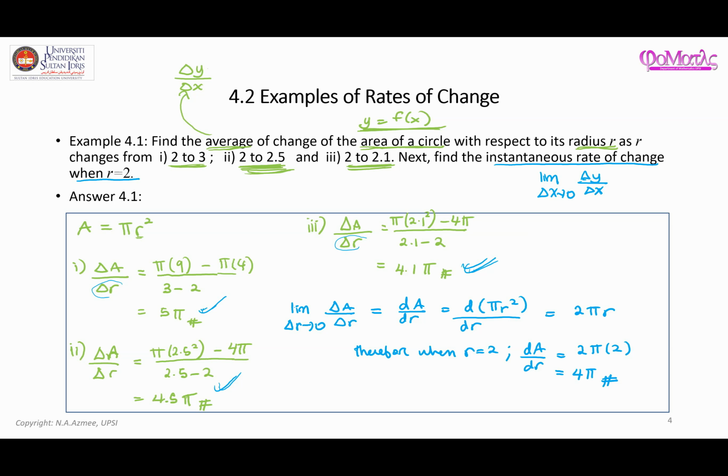Like I said earlier, we have an elegant way of finding the derivative or finding the limit of a given function, which is following the rules given in chapter 3, and you'll be able to find the derivative quite easily. So the derivative or the instantaneous rate of change when r is equal to 2 is given by the process shown here. I think that's all for now.